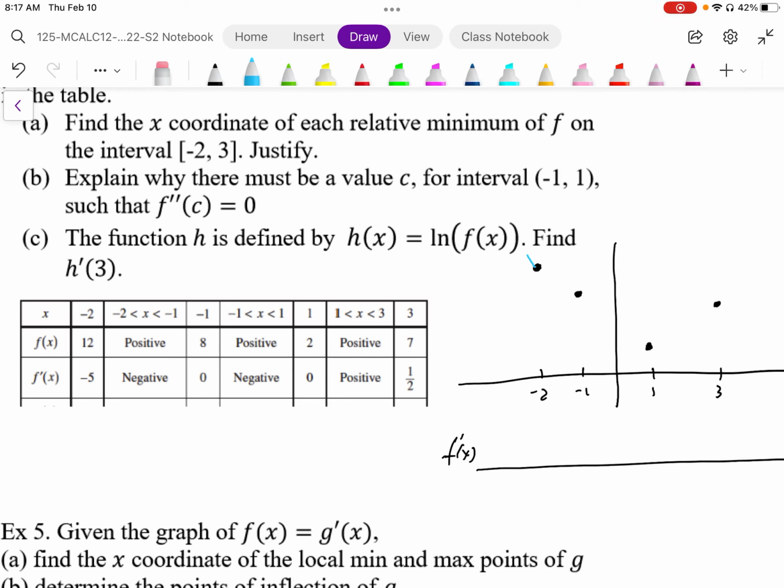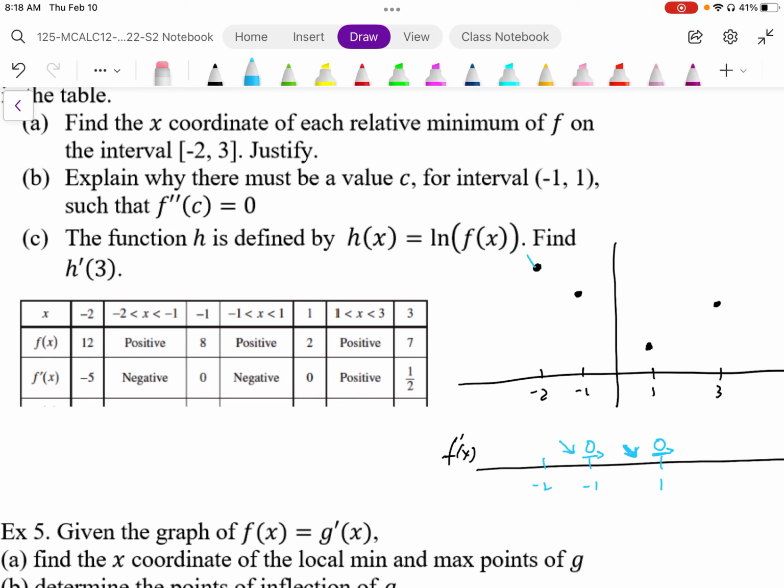Between -2 and -1, I have a negative slope through here. At -1, I have a 0 slope. So that could be a possible minimum, but when I go between -1 and 1, it stays negative. It just keeps on going down, so it looks like a slide through that point. And then at +1, I have a slope of 0, so again, that's a potential minimum point.